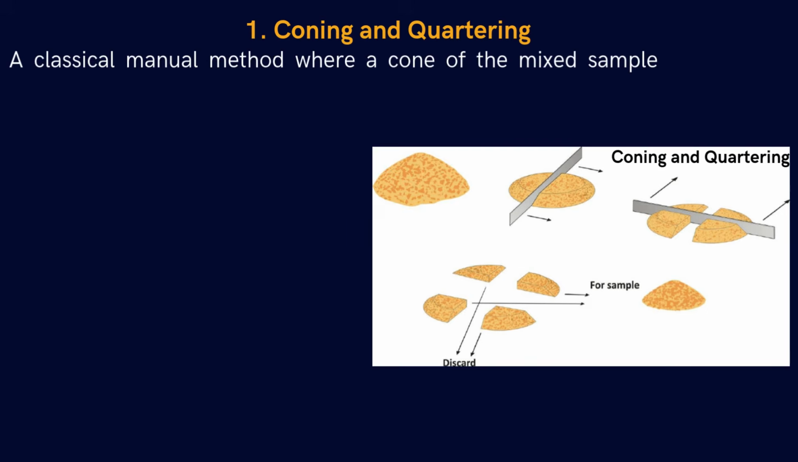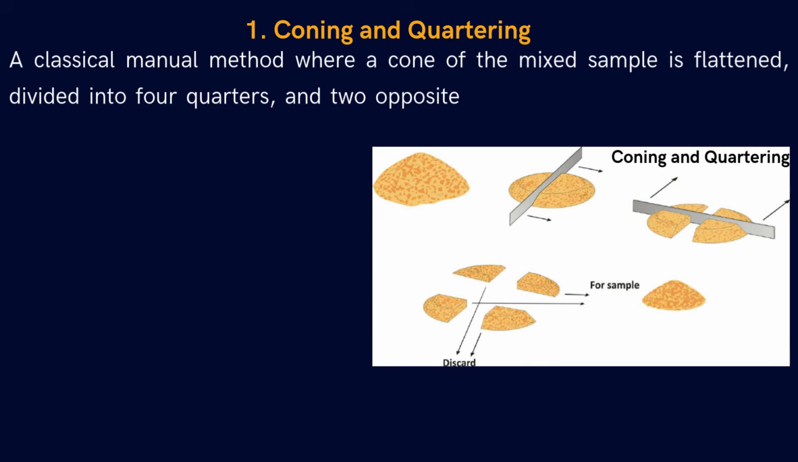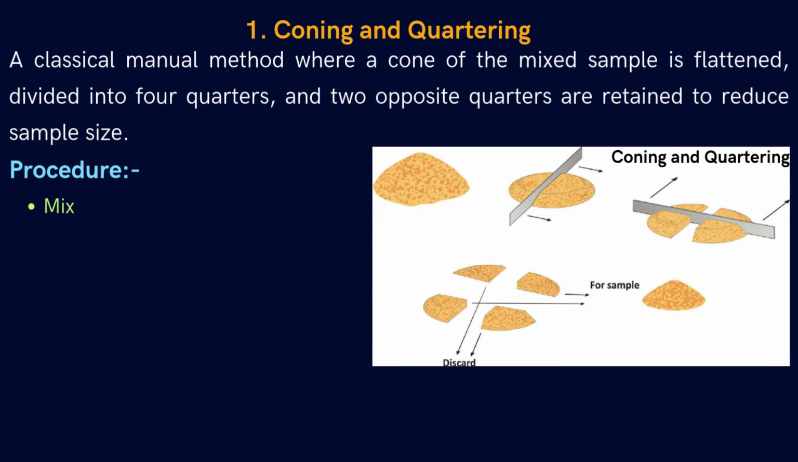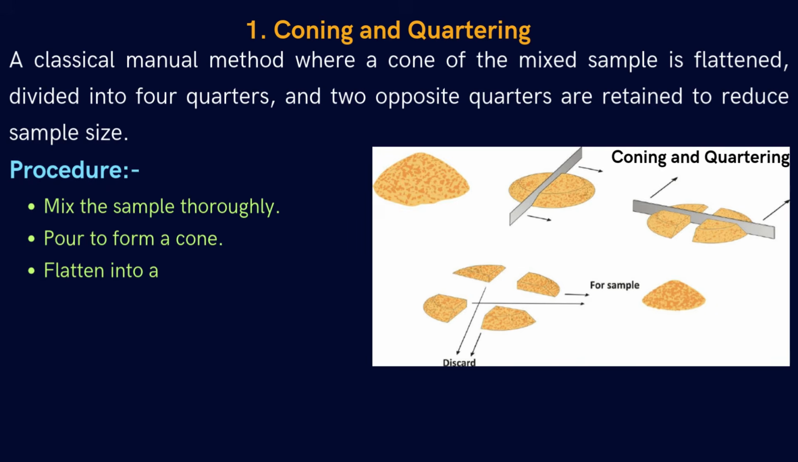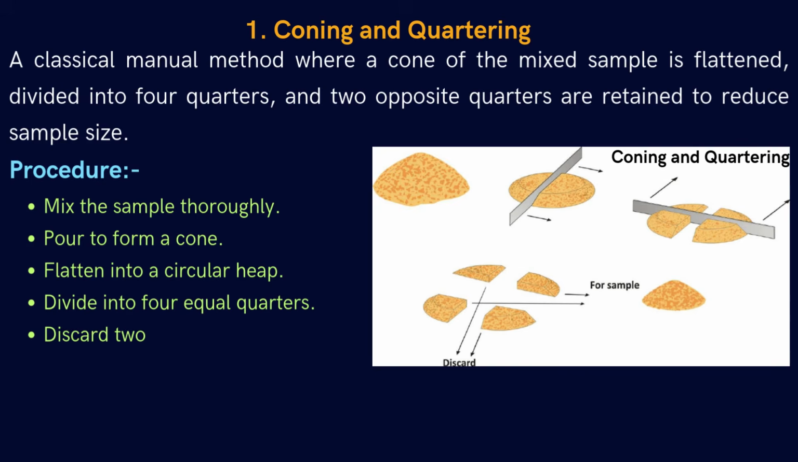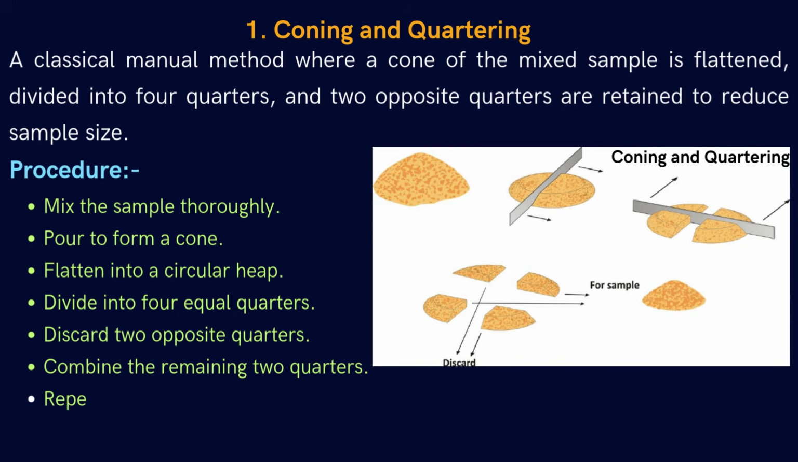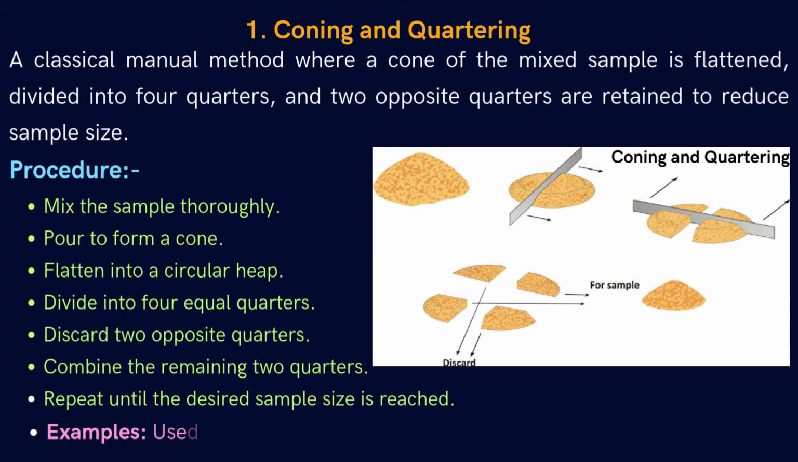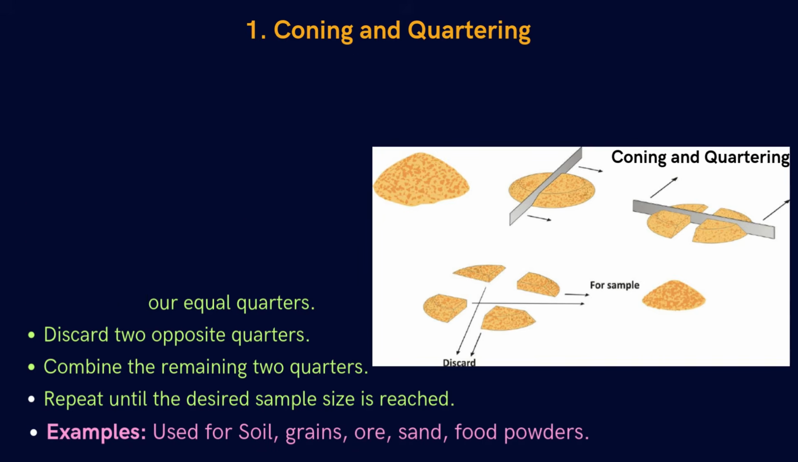This is a classical manual method where a cone of the mixed sample is flattened, divided into 4 quarters, and 2 opposite quarters are retained to reduce sample size. Procedure: mix the sample thoroughly. Pour to form a cone. Flatten into a circular heap. Divide into 4 equal quarters. Discard 2 opposite quarters. Combine the remaining 2 quarters. Repeat until the desired sample size is reached. Examples: used for soil, grains, ore, sand, food powders.